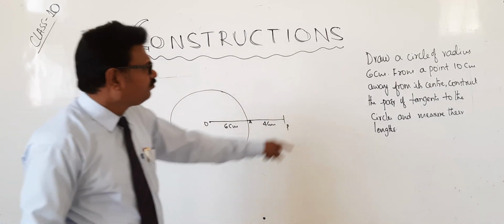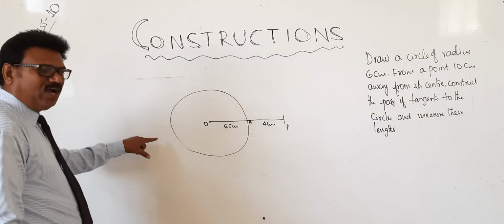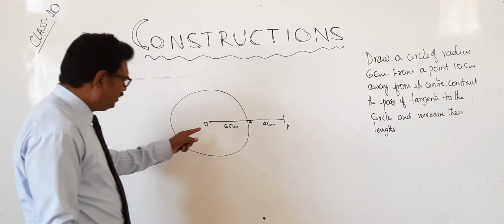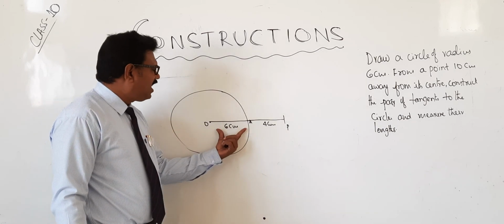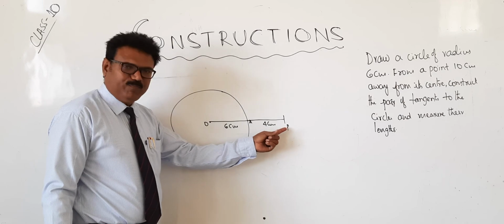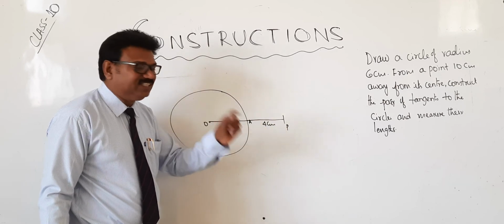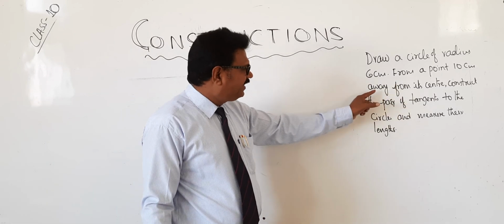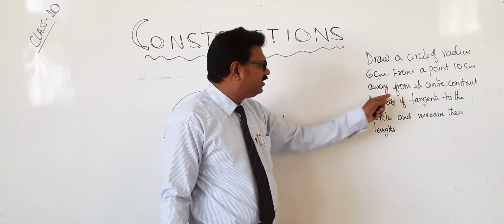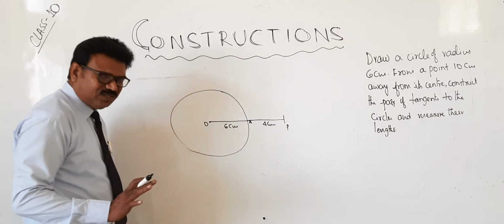Did you understand? Draw a circle of radius 6 centimeters. Already you have drawn and we have also drawn. Now draw a radius and extend this line to P in such a way that O to P must be 6 plus 4, 10 centimeters. From a point 10 centimeters away from its center, construct a pair of tangents. Now very simple.